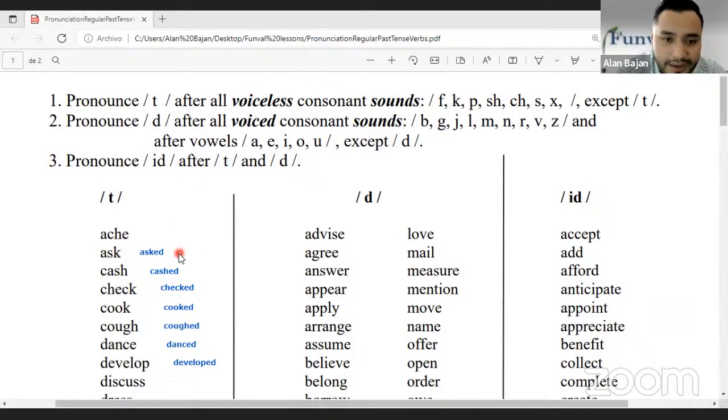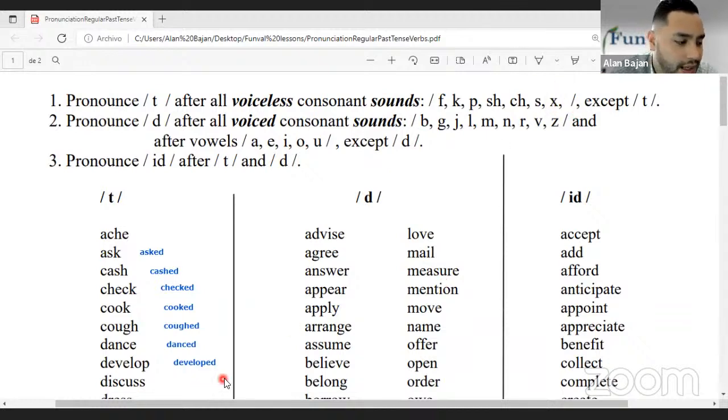So, repeat everyone. Asked. Cashed. Checked. Cooked. Coughed. Danced. Developed.